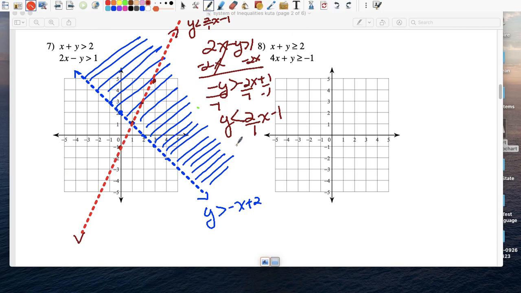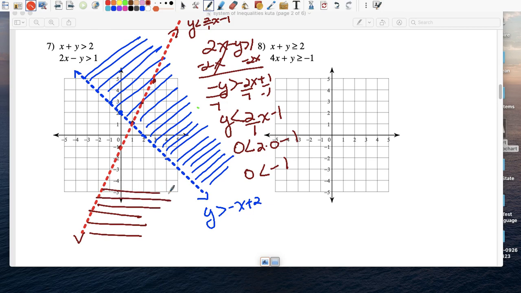Let me replace y and x with 0. So y is 0. 2 times 0, less than 1. 0 is less than negative 1. Is 0 less than negative 1? It is not. So points above the line, the red line, are not going to work. So instead, I'm going to shade this way.